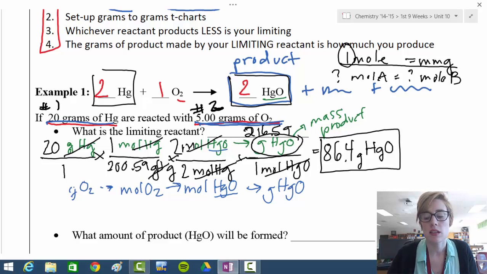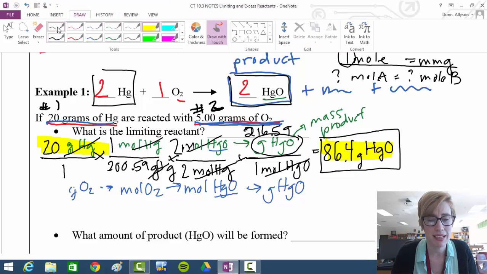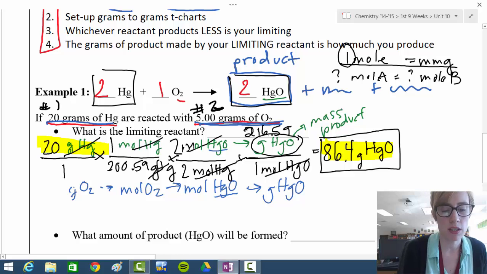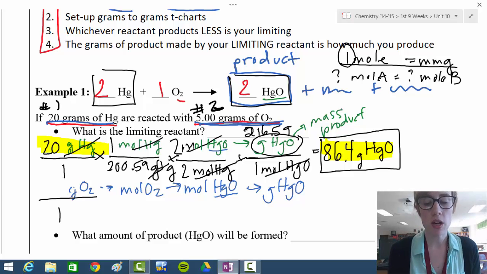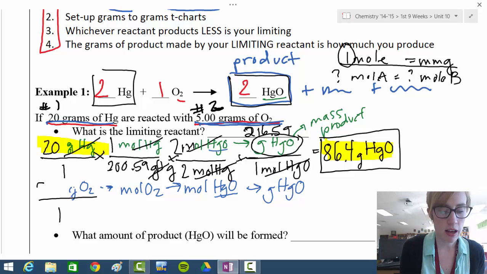This tells us how many grams of our product, how much we can make when we start with this many grams of mercury, okay? So now I'm going to set up my second problem. My second problem, I'm going to do grams of oxygen over 1, and I'm going to convert all the way to grams of my product. So how many grams of oxygen do I have? Well, it says I have 5.00 grams of oxygen, so that goes on top over 1.